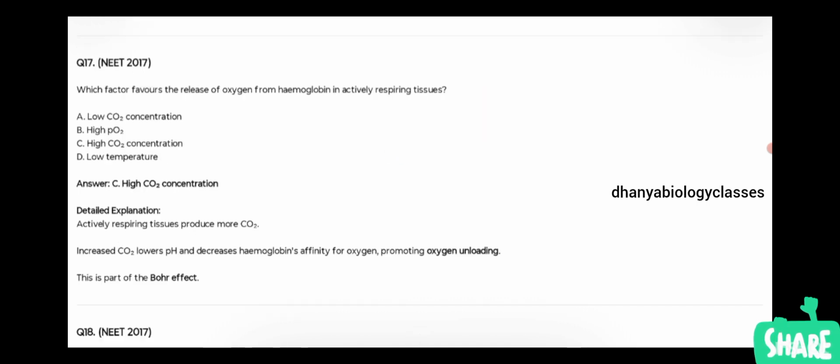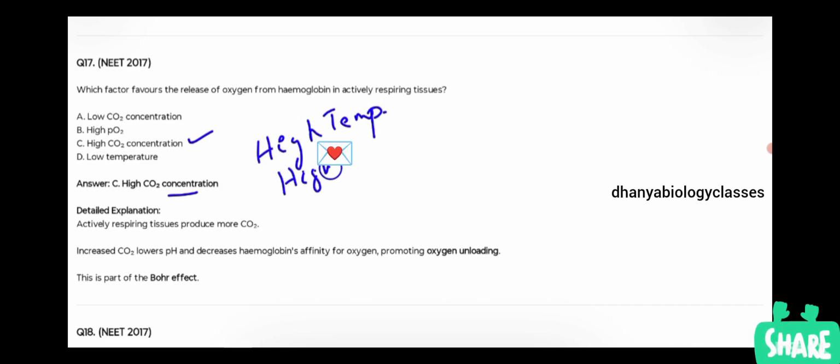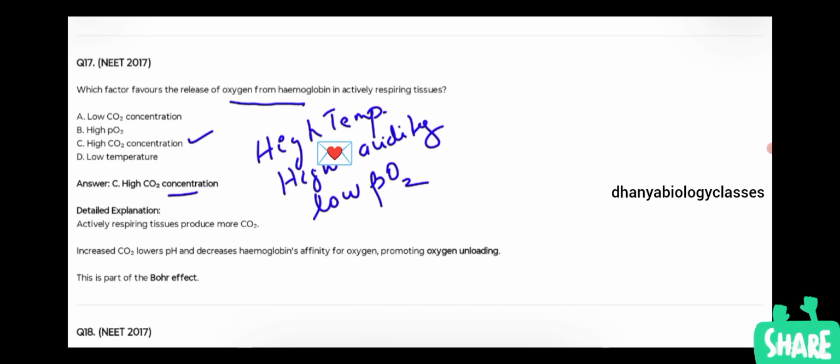Which factor favors the release of oxygen from hemoglobin in actively respiring tissues? The factors are high carbon dioxide concentration, high temperature, high acidity, and low partial pressure of oxygen. So these are the factors that favor the dissociation of oxyhemoglobin, that is the release of oxygen from hemoglobin in tissues. Increased carbon dioxide lowers pH, that is increased acidity, and decreases hemoglobin's affinity for oxygen, releasing the oxygen. This is actually the Bohr effect.